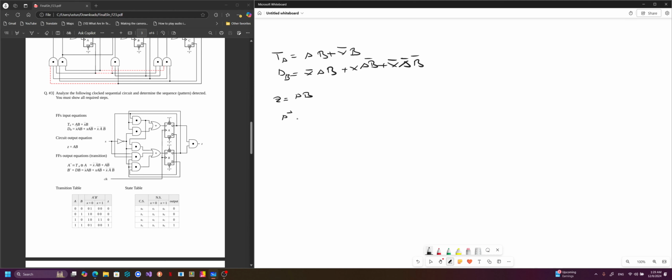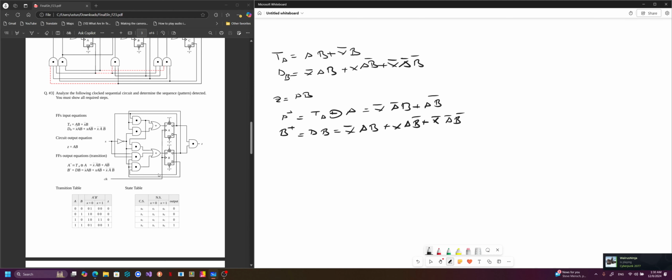And A plus will be TA exclusive OR A, and this will be equal to not X, not A and B, or A not B. And B plus will be DB, which equals not X, A, B plus X, A, not B, or not X, not A, not B. We don't really have to care about this circuit right now.